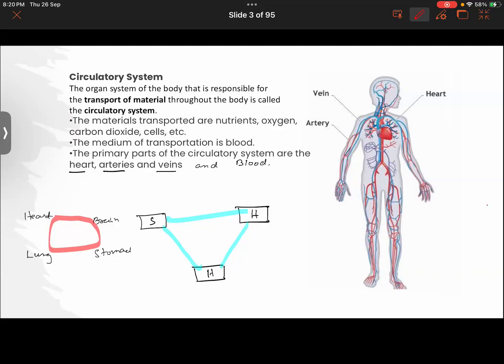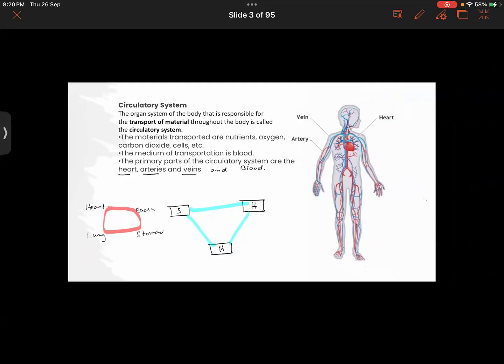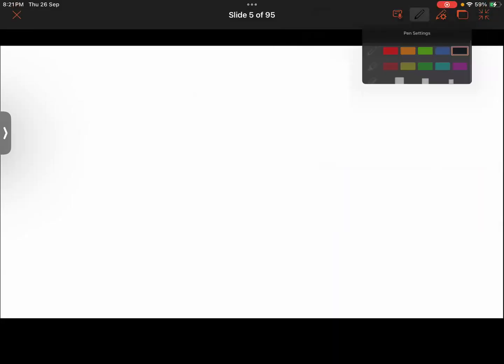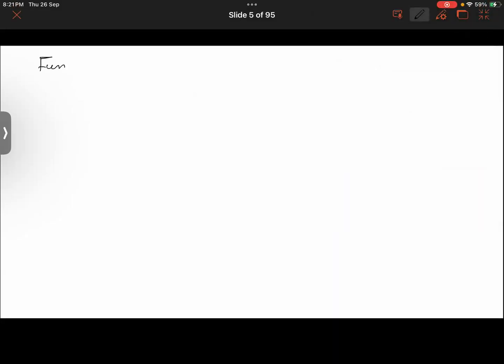Hope you guys are able to understand this. So blood is considered a type of connective tissue because it connects the body's different systems, transports oxygen and nutrients to all the parts of the body, and also removes the waste products that are formed in the different parts of the body. Is that much clear so far? Okay, then let us talk about the functions performed by the blood. Functions of blood.